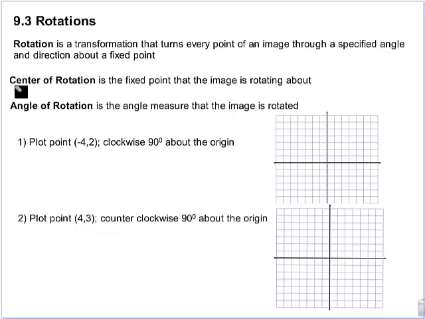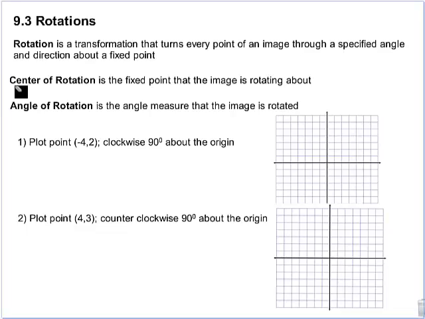Okay, so clockwise versus counterclockwise. We're going to be rotating points. Rotation is a transformation that turns every point of an image through a specified angle and direction about a fixed point. Essentially, we're going to be rotating about a point. The point will be the origin or some other point on the graph, and we're going to rotate about that point.